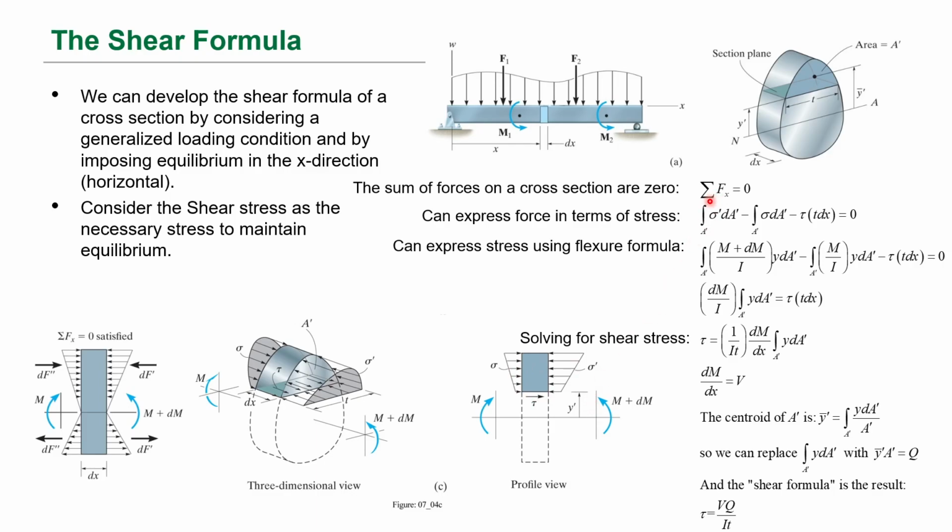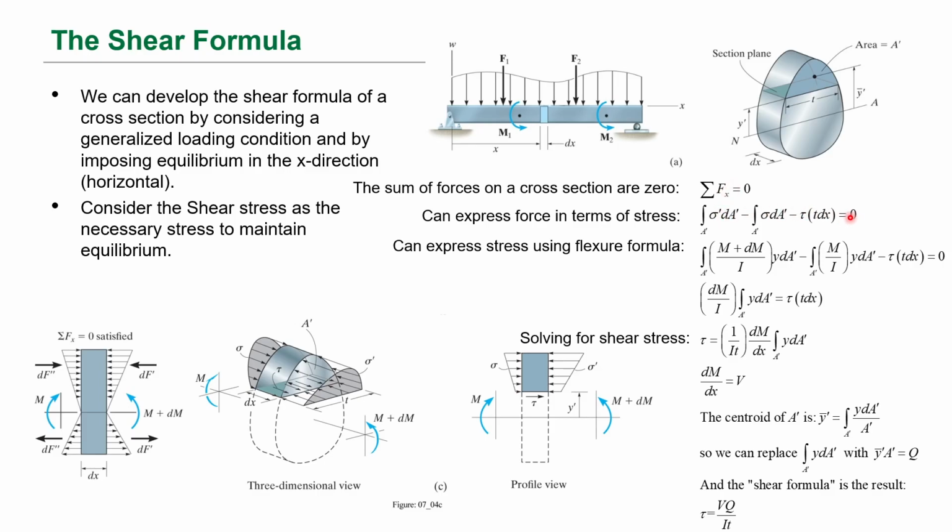We say the sum of the forces on a cross section is 0. And that means that sigma prime dA prime minus sigma dA prime, so those are our two different stresses, sigma, sigma prime, minus your shear stress times your thickness times dx. That's the area that the shear acts on here. This shear times this area here. We say, well, if we sum forces, these are the forces, they sum to 0.